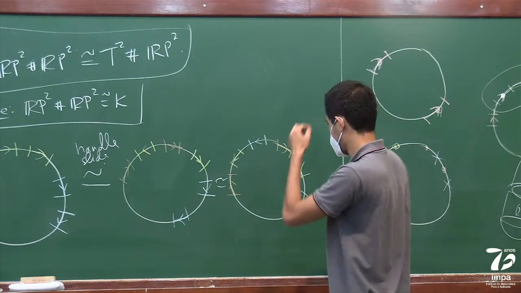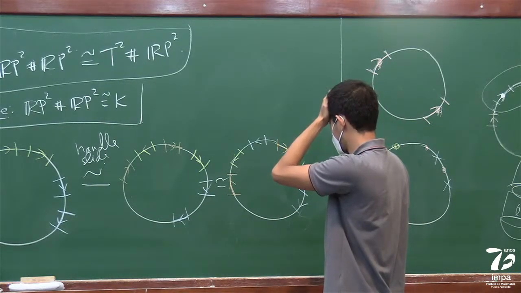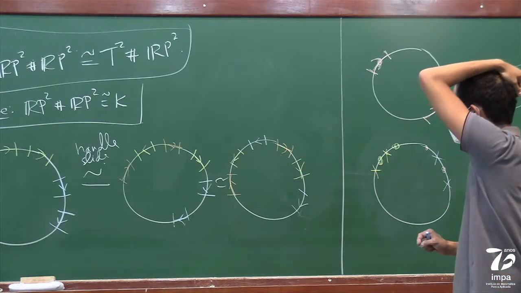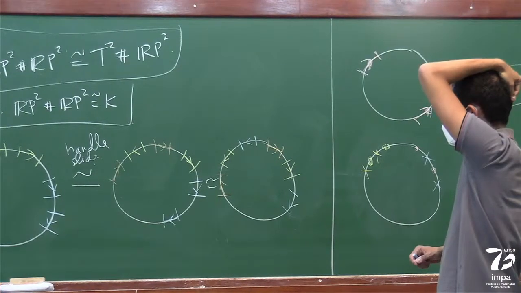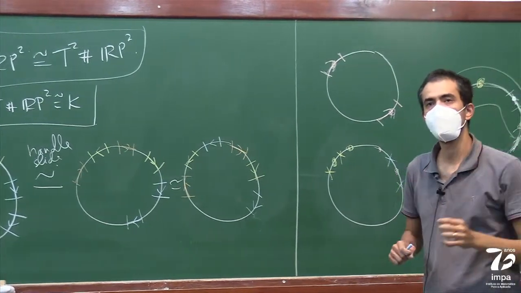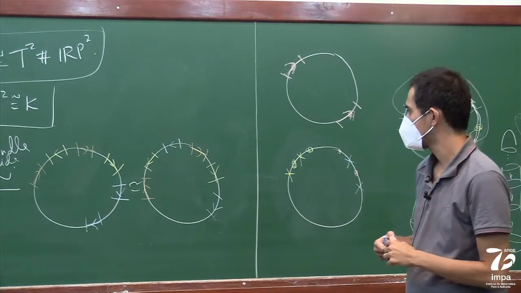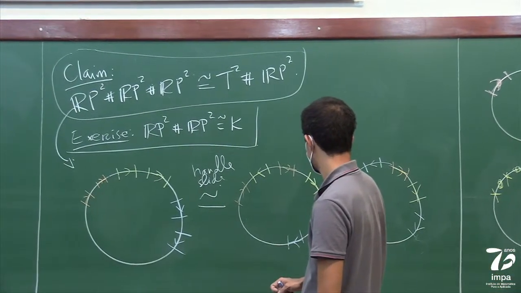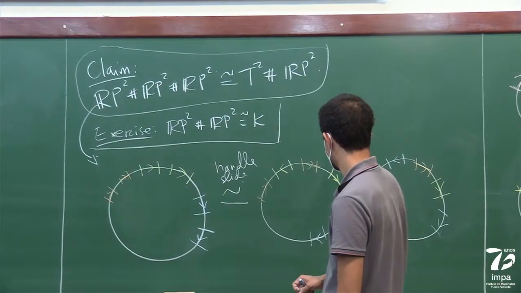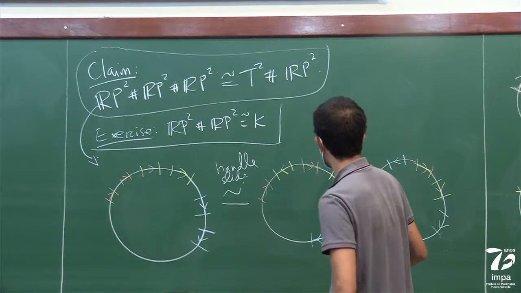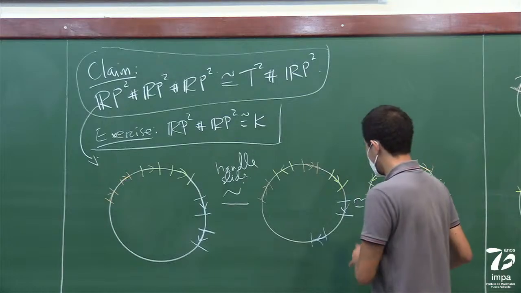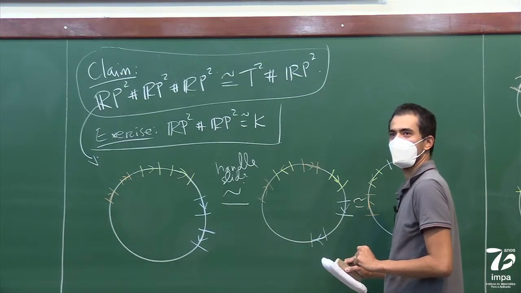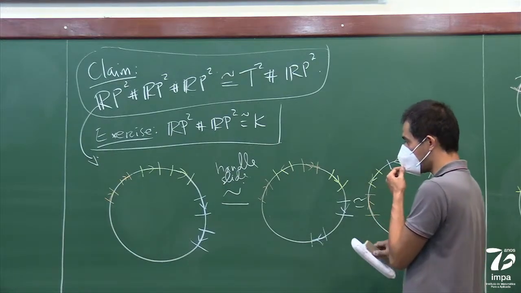Hold on. No, that's not what I want to do. Wait. Here? Oh, yeah. Sorry, you're right. This is an RP2, and this is the Klein bottle. Yeah, I guess you have to see this as a Klein bottle.